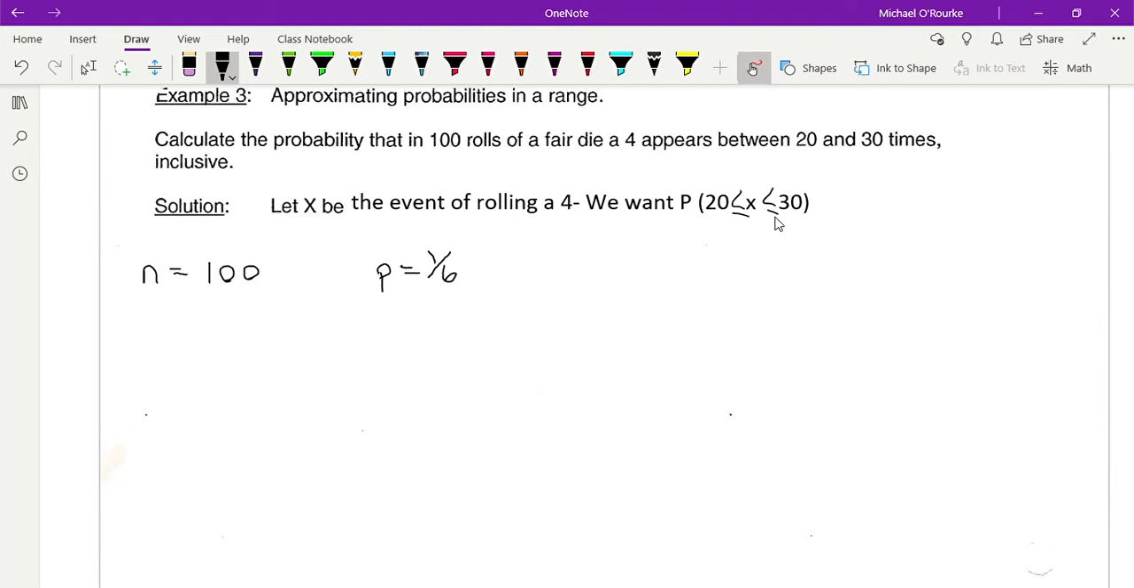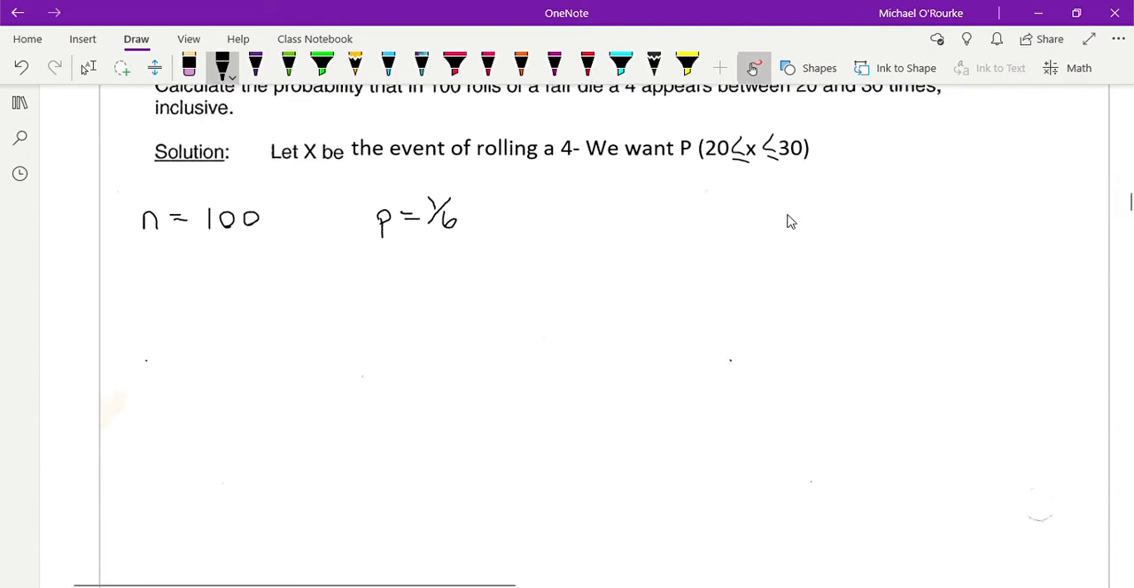All right, so let X be the event rolling a 4, and we want between 20, equal to 20, up to equal to 30. Tell me where you got 1 over 6. There are 6 numbers on the dice, and 4 is one of them. Why is 1 over 6 as a decimal 0.17?